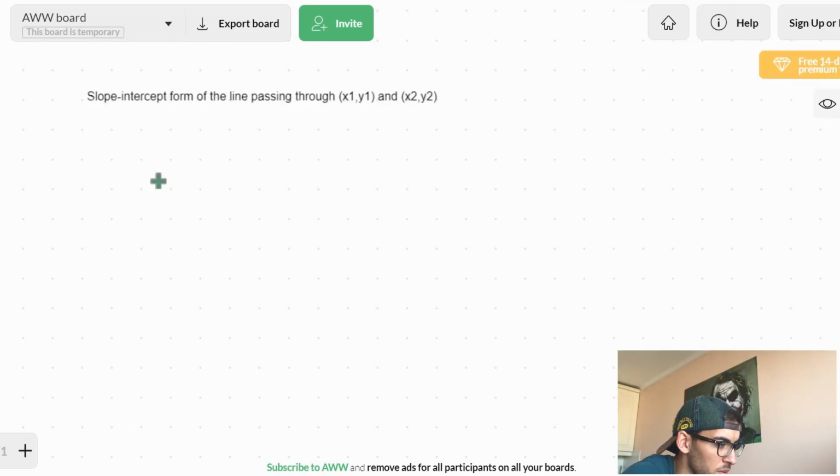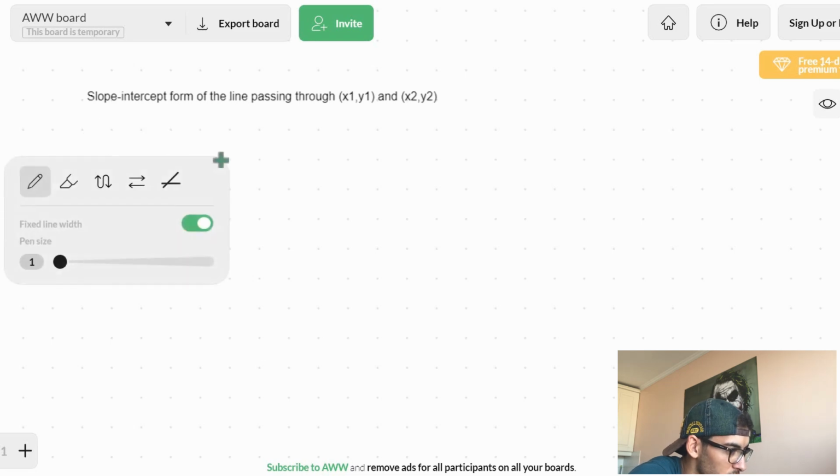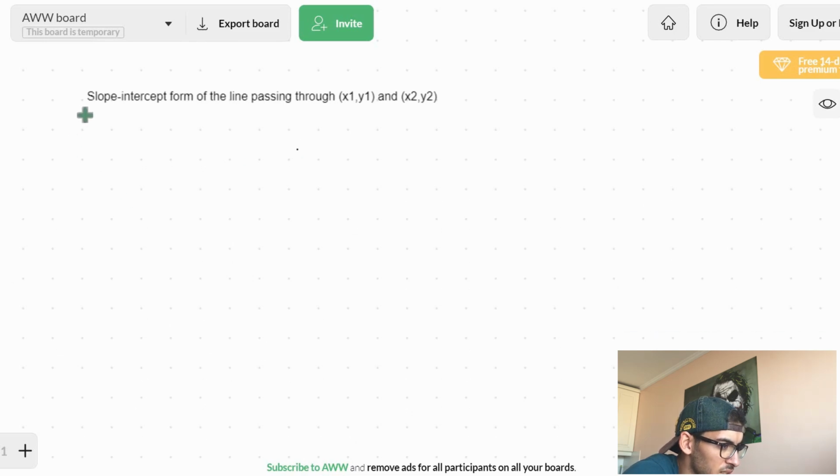Actually, I just realized that we can type here. Why am I bothering every time trying to type with that little drawing pencil? Whatever. The exercise is: give me the slope-intercept form of the line passing through these two points, x1, y1, and x2, y2.